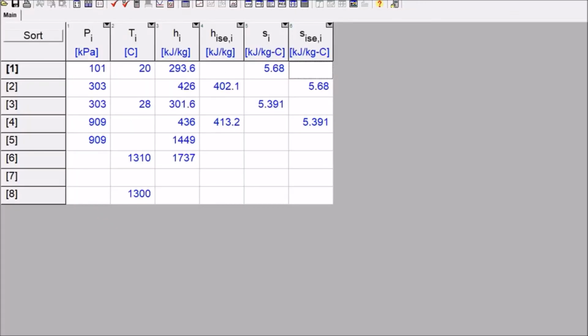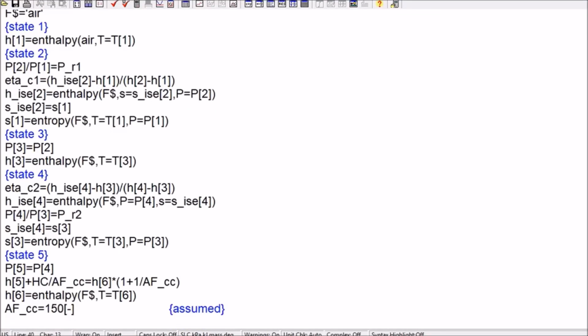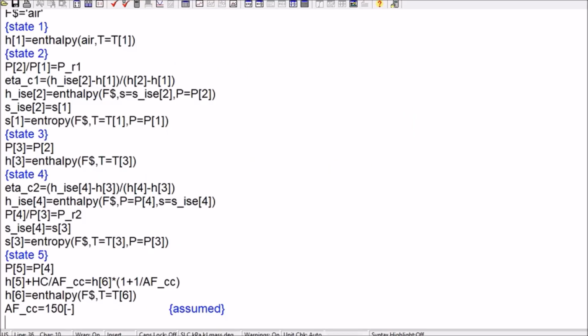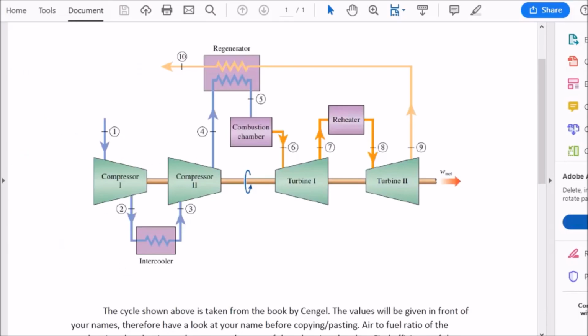If you press it, we will have H5 as 1449 kilojoules per kilogram, but this is an assumed value. At the end, we will have one excess equation. We will comment this one out, and then you will have the exact value for state 5. State 6 has been found. This one was state 5 and 6. Now state 7.